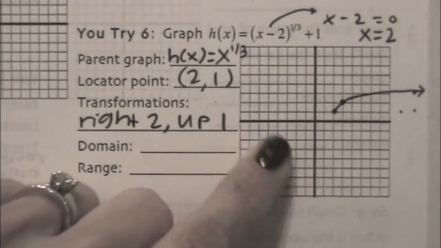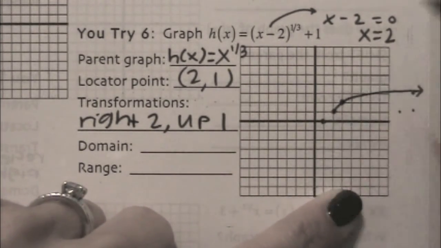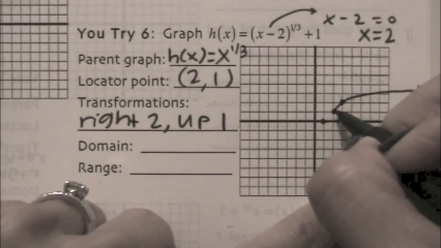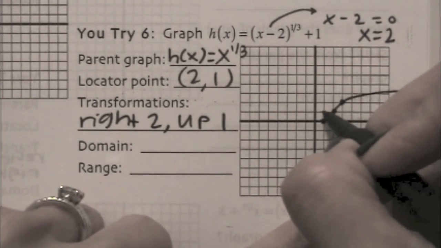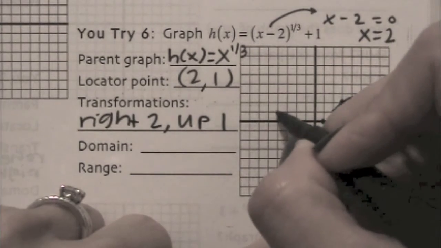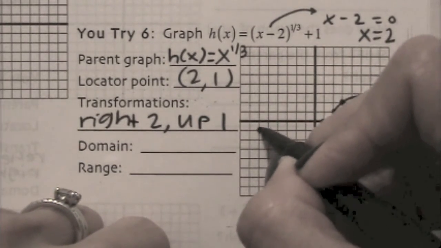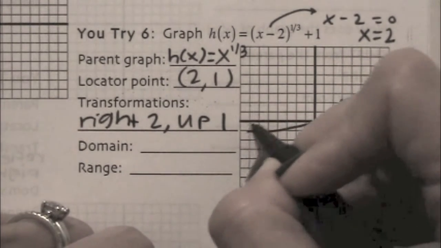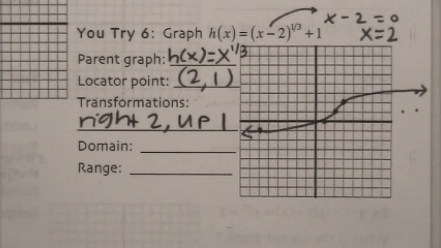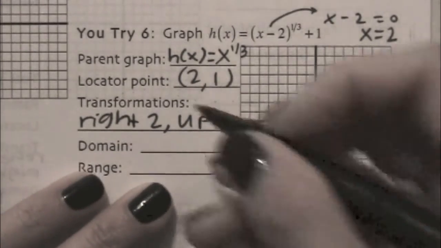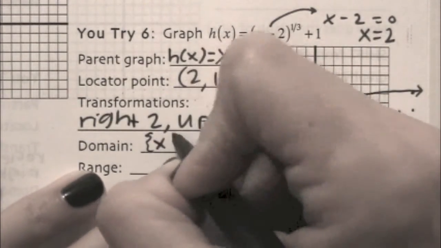And to the left, we're going to go left 1, down 1. Go back to this locator point. We're going to go left 8. Down 2. And there's your cube root graph. Domain and range are all reals.